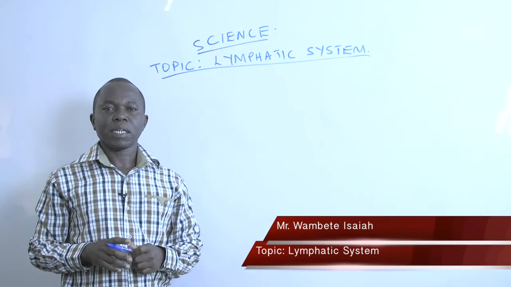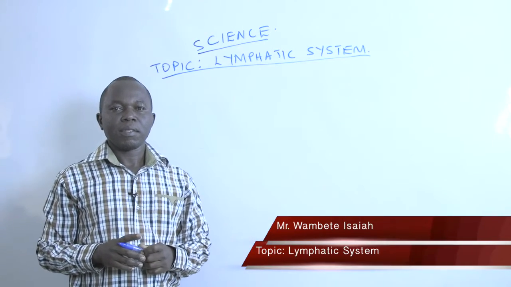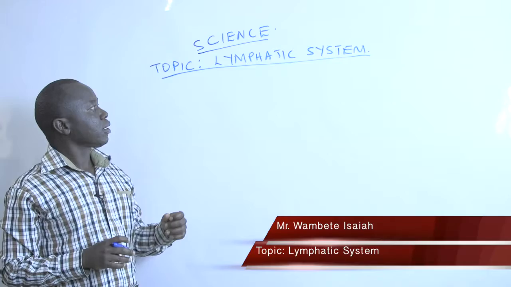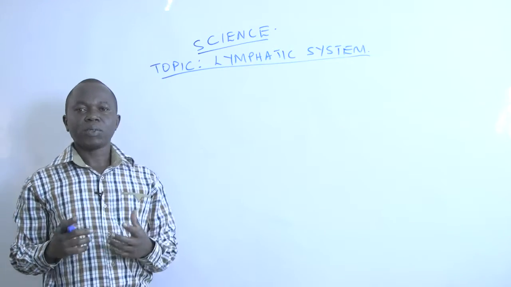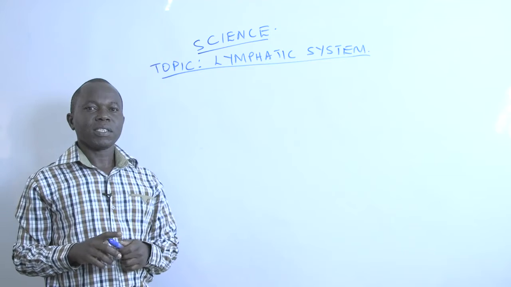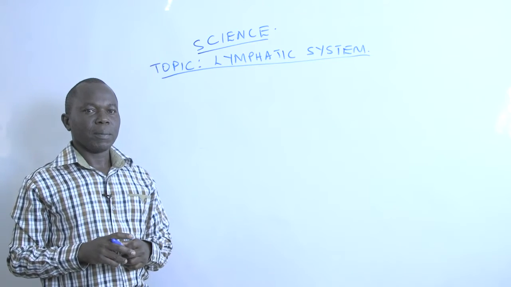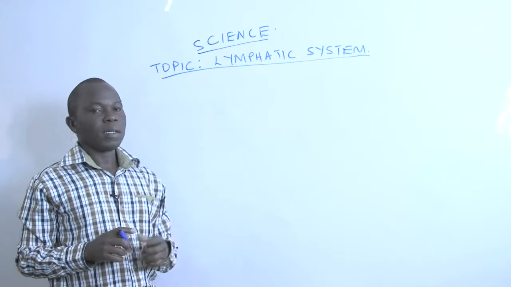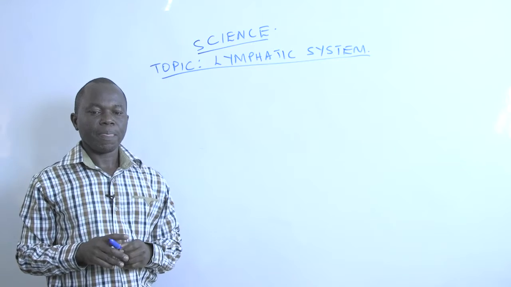Previously we have looked at the circulatory system, and we want to go further and look at another system related to the circulatory system called the lymphatic system. The circulatory system does not work independently. It works together with the lymphatic system.